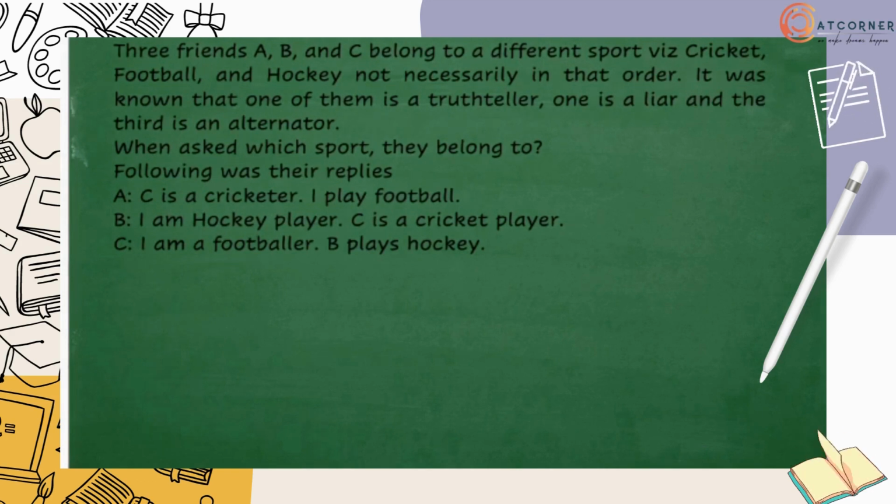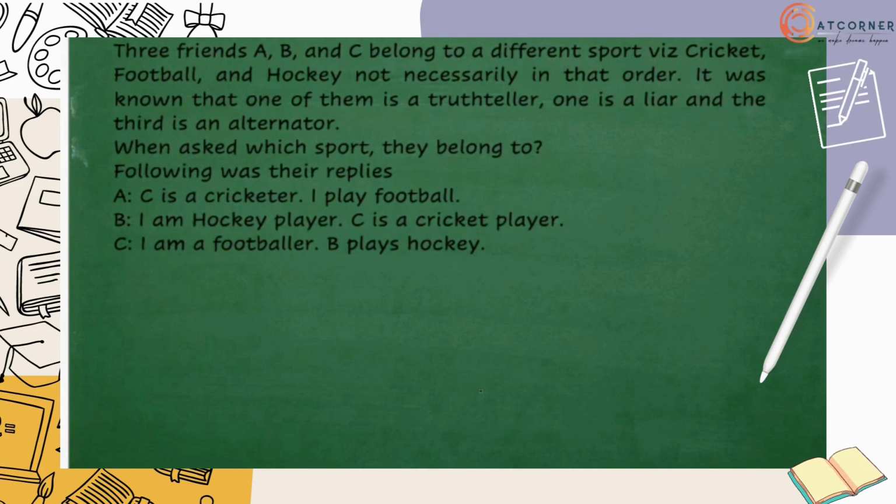Now, one more important thing here is that it is not necessary that they will give you only one truth teller, liar, and alternator. There can be a different pattern also. They can say that each of them is an alternator, or they will give you a condition that there is one liar and two truth tellers, or there is no truth teller and each one has at least one statement as true. So we have to read the given conditions very specifically. Now the question here asks which sports they belong to.